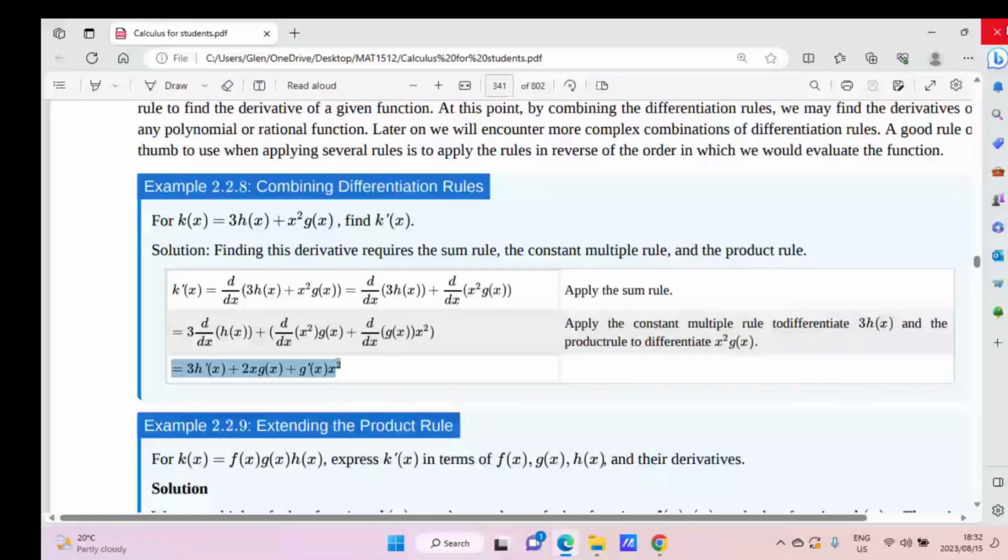Ediro, what's your answer? My answer for the first derivative: it's f prime x multiplied by g of x h of x, plus g prime x multiplied by f of x h of x, plus h prime x multiplied by f of x and g of x.